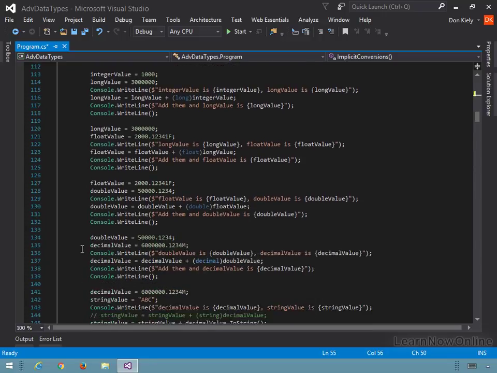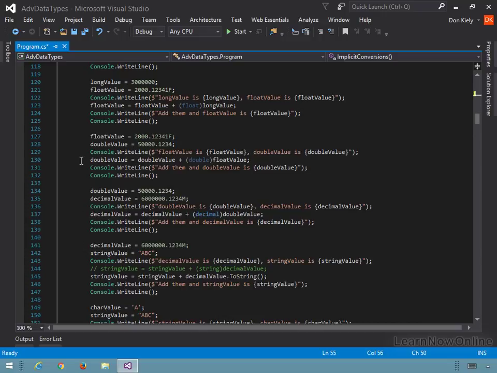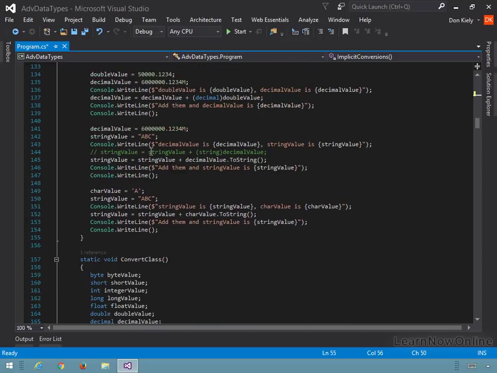Okay, and so you can pretty much get the idea. There are a few more examples here of casting to doubles and decimals and so forth. Now, up to here, the code has been converting one numeric value to another. But now I want to talk about this example right here. In this example, I'm converting a decimal value to a string.